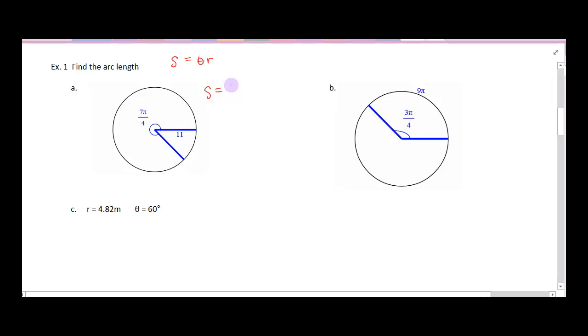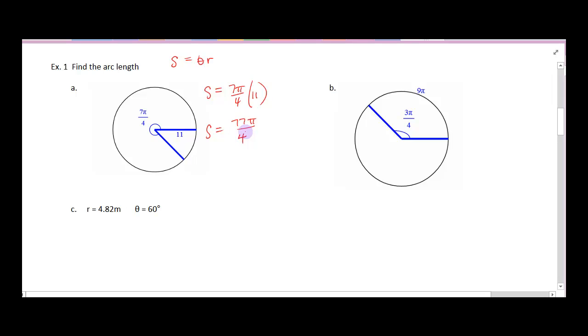So I end up with 7 pi over 4, which is theta, times 11, which is the radius. And when I multiply that out, I get 77 pi over 4. Now, if I wanted to know the exact answer, I would leave pi as it is, as a symbol here. If I wanted to know an approximate answer, since pi is approximated on our calculators, then I could use my calculator to get an approximate answer. But we're going to leave it like this for now.